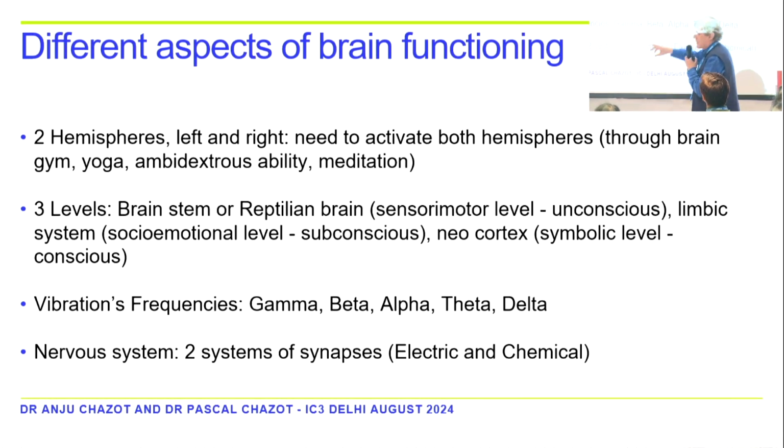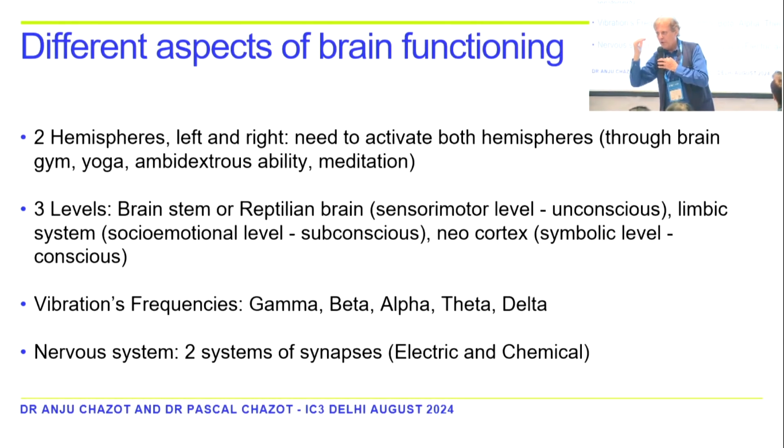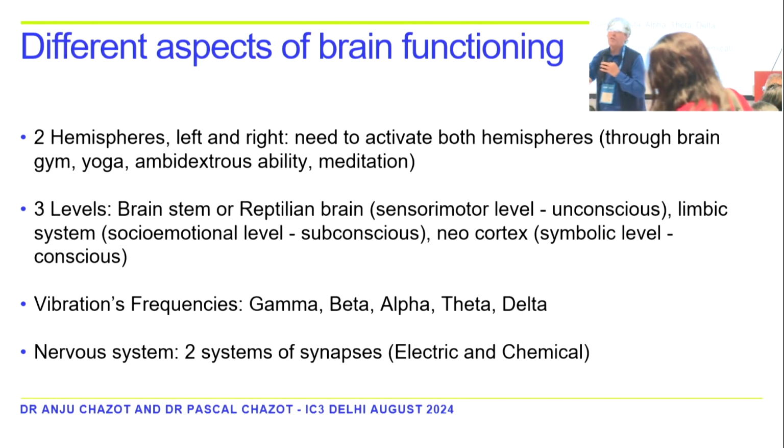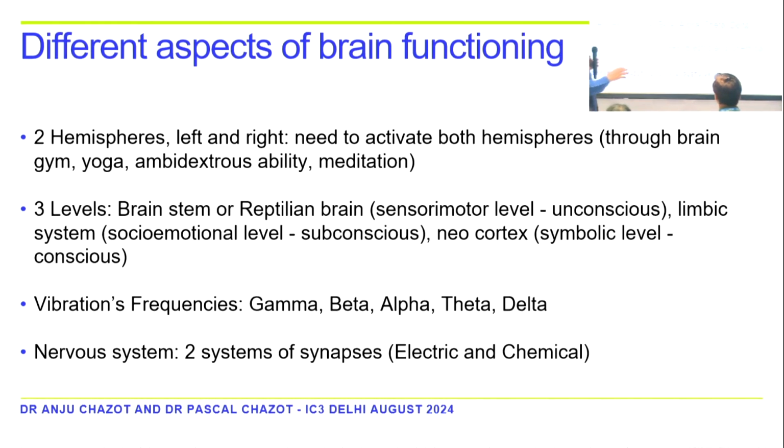Then you have the limbic system, which is the middle brain, linked with the socio-emotional level or the subconscious. That means the subconscious is between the conscious and the unconscious. And you have, of course, the neocortex, the latest part, which is the symbolic level, the conscious level, language, etc. Okay, so that's a very important functioning of the brain.